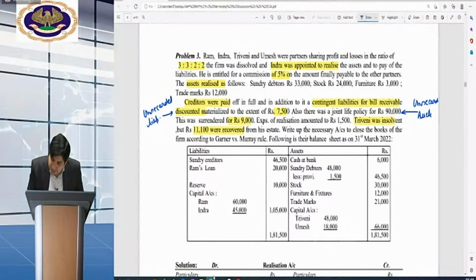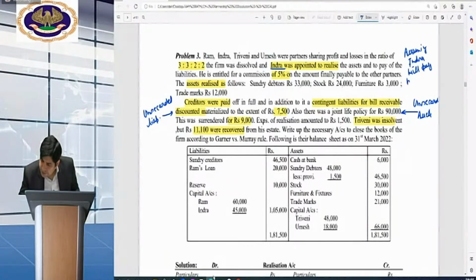And give an assumption here. Since Indra was appointed, we are assuming here that Indra will pay and bear realization expenses. We shall solve the question in this manner. Okay, beta? We can take another assumption also. Don't worry.